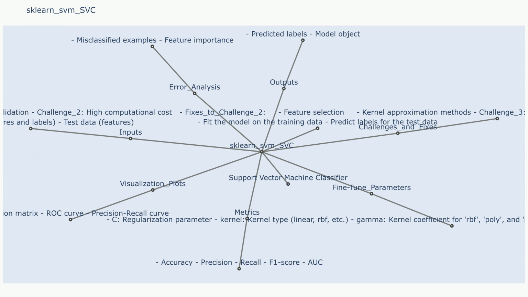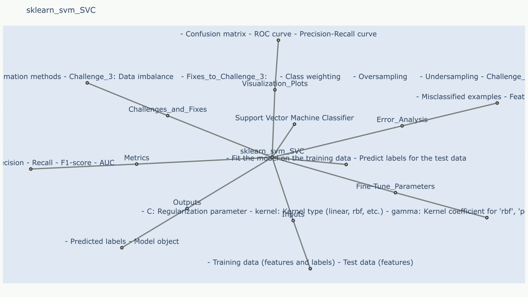Challenge 2. Computational complexity. Training SVC can be computationally expensive, especially with large datasets and complex kernels. Sample use case that resulted in challenge 2. A dataset with millions of data points and an RBF kernel might lead to long training times.